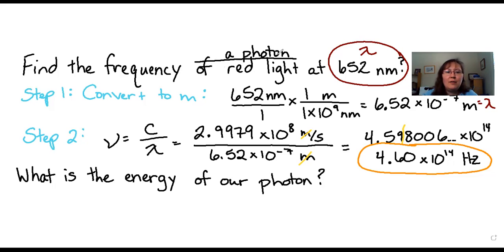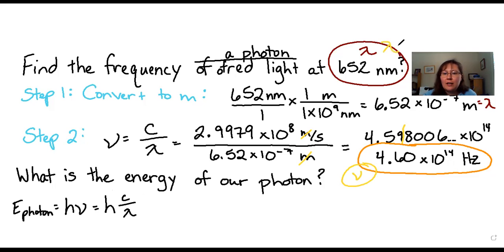So the frequency of a photon of red light at 652 nanometers. Okay, so now let's continue this, and what we're going to use for that is we're going to learn that the energy of a photon is equal to h nu, or hc over lambda. So you can either do this from nu, which is right here, or you can calculate this directly from lambda up here, either one of these 2 equations, okay?